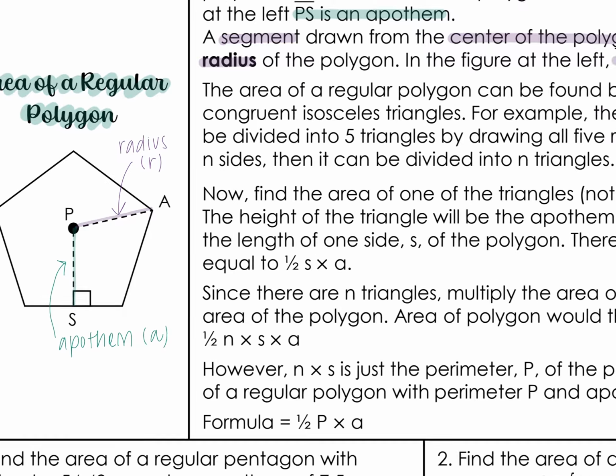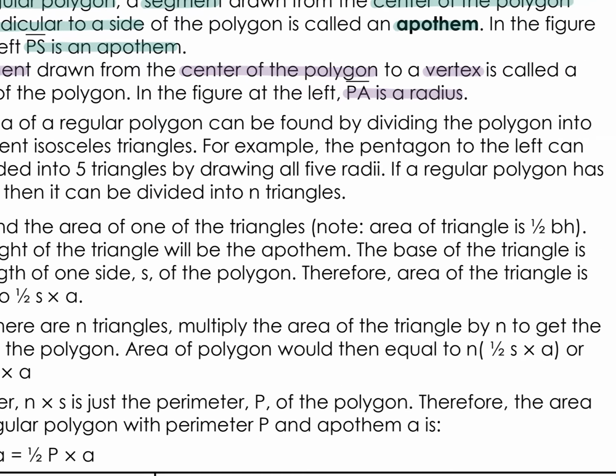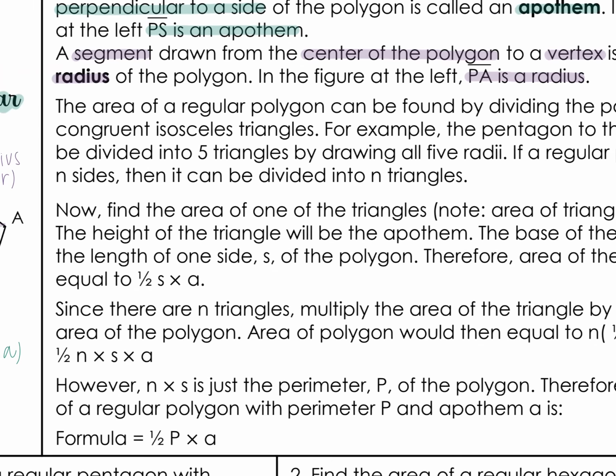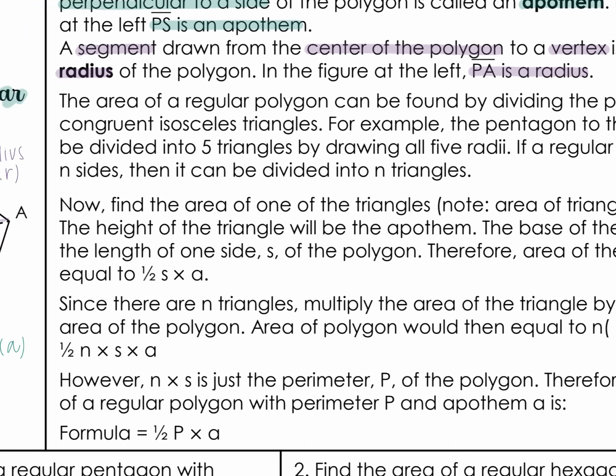So looking back at it, the area of a regular polygon can be found by dividing that polygon into congruent isosceles triangles. So for example, we had that pentagon, and you can divide it up into 5 triangles by drawing all 5 radii. If a regular polygon has n sides, so your number of sides, then it can be divided up into n triangles. The same number of sides will tell us how many triangles we'll have.